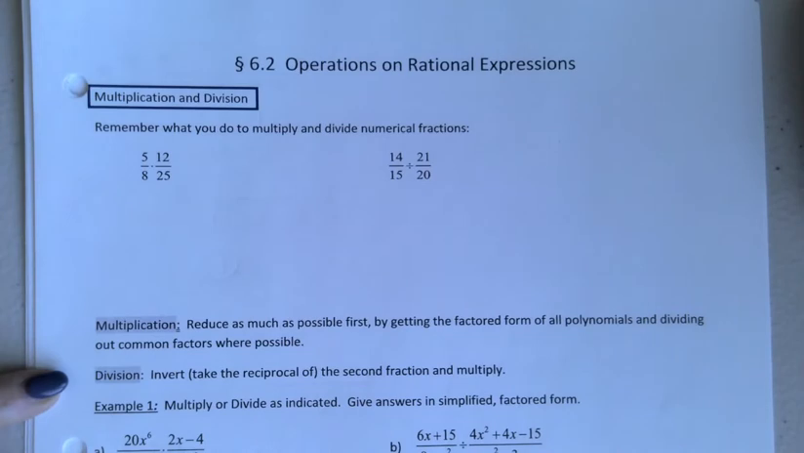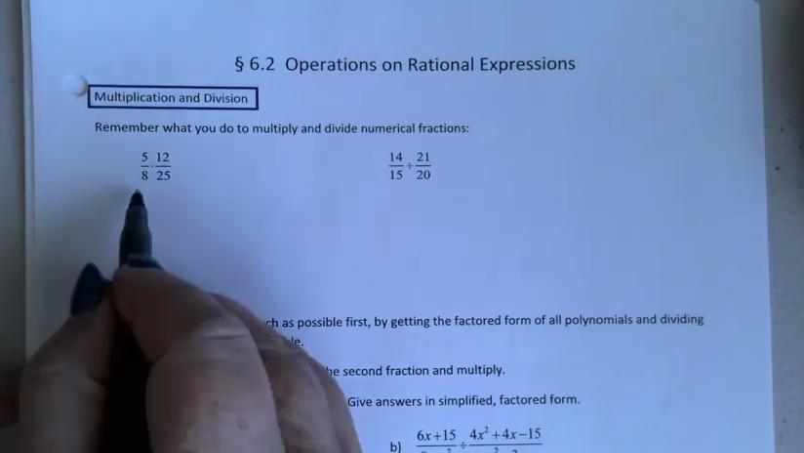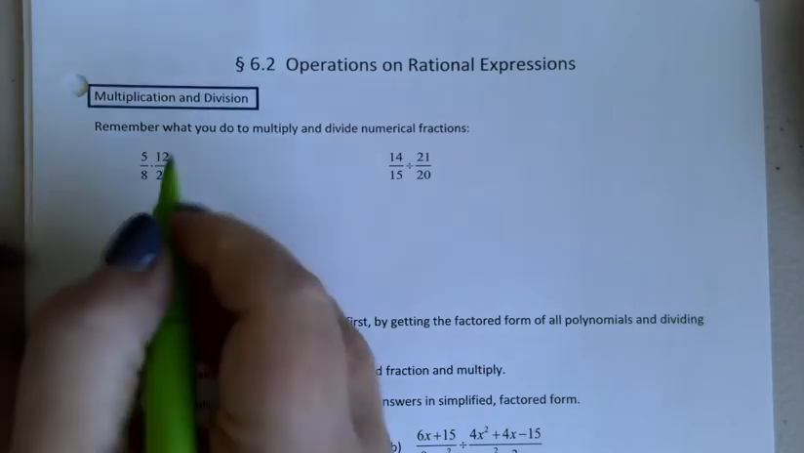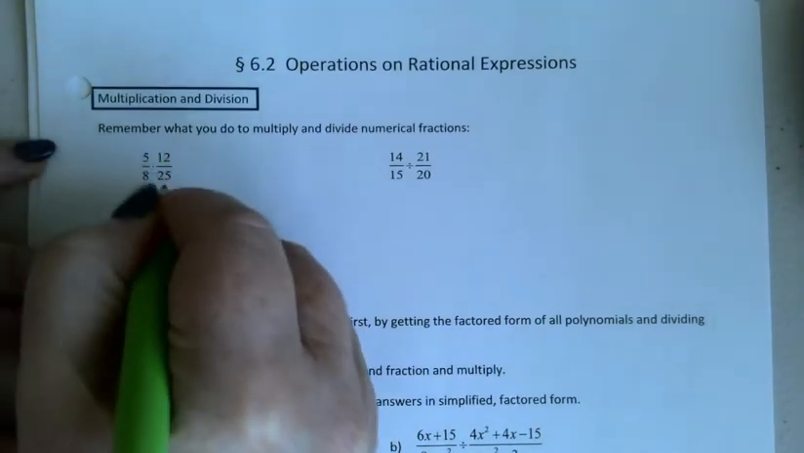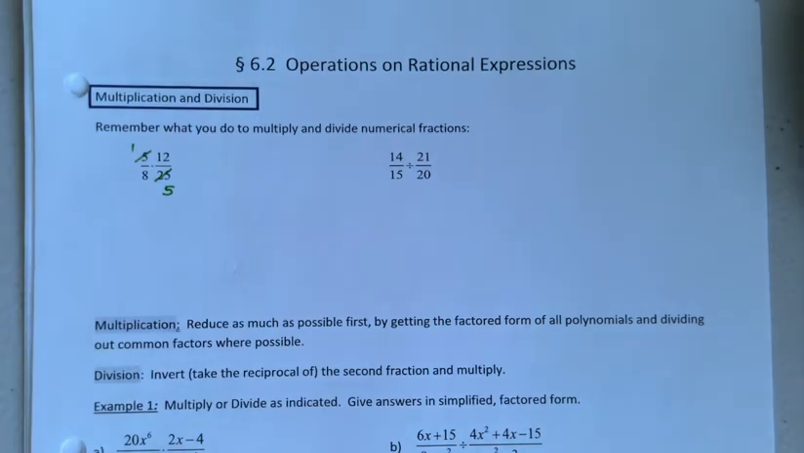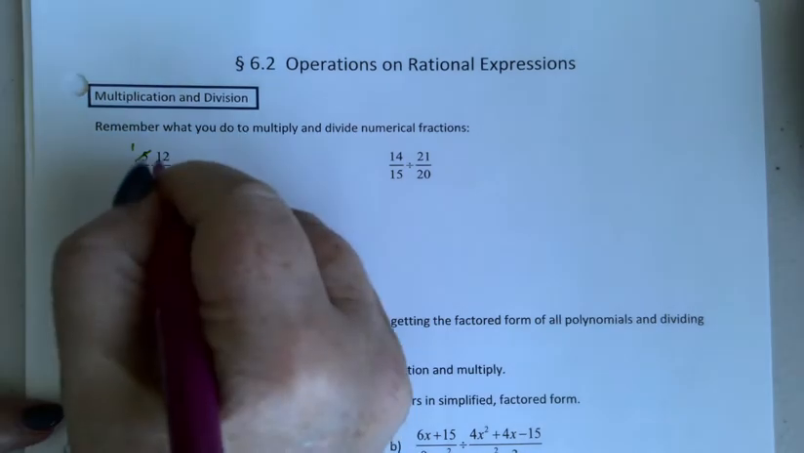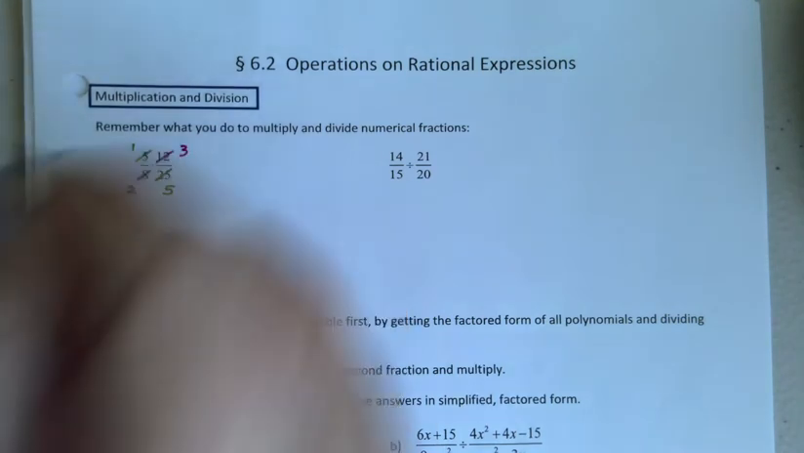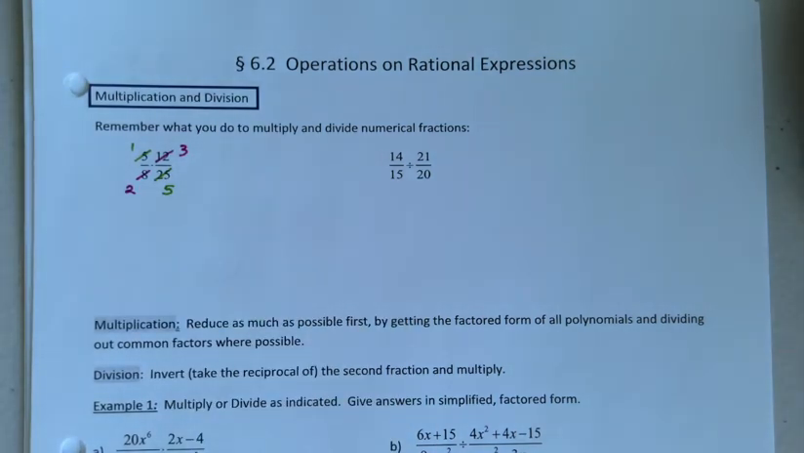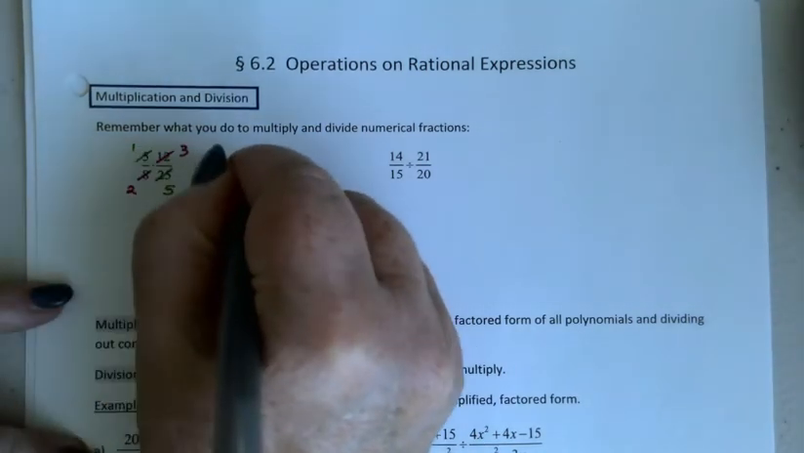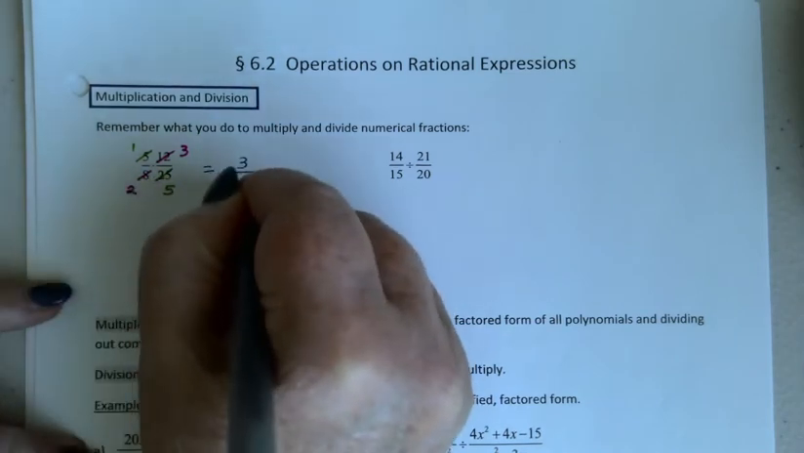If you remember, when you're going to multiply fractions, what you usually would do in a case like this is look for ways to reduce to make things smaller before you actually multiply. For example, the 5 and the 25, you would probably divide those both by 5, making that a 1 and that a 5. And then the 12 and the 8, you would probably divide those both by 4, making that a 3 and that a 2. And once everything is reduced as much as possible, then you just multiply straight across. 1 times 3 is 3, 2 times 5 is 10.